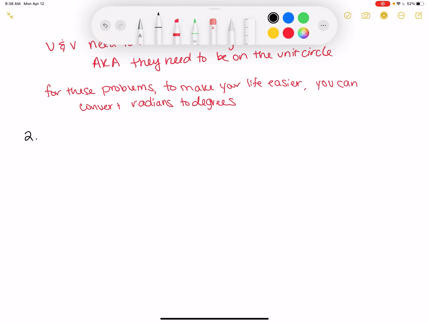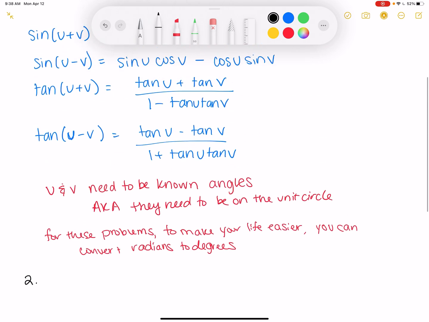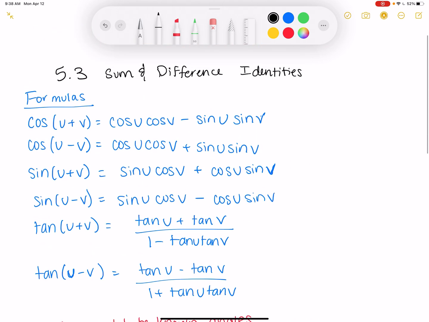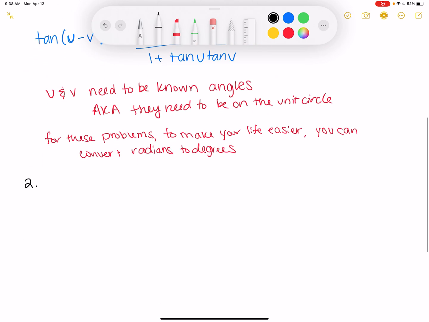Just advice. Okay, so these problems say to use a sum or difference identity to find the exact value. The problem initially gives you something that you don't know the answer to. So you're going to use the sum and difference formulas up here to solve the problem. The first one is going to be the tangent of 15 degrees.